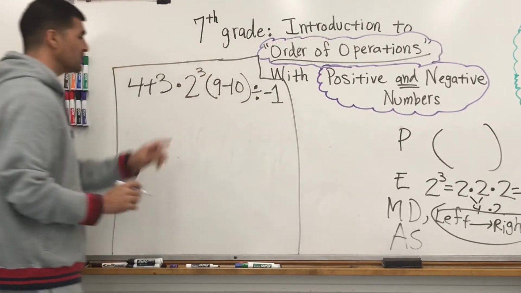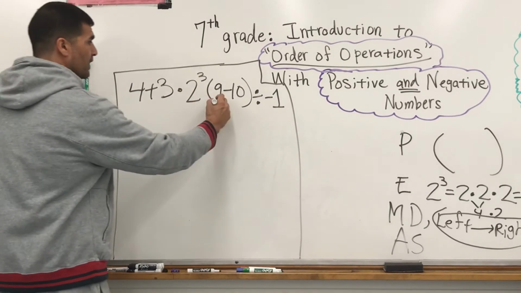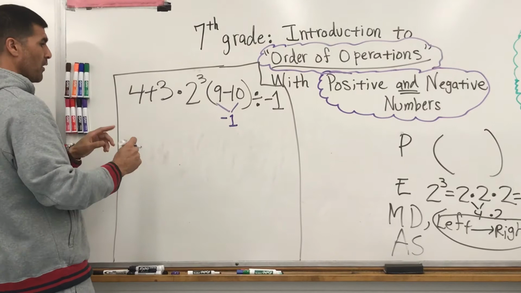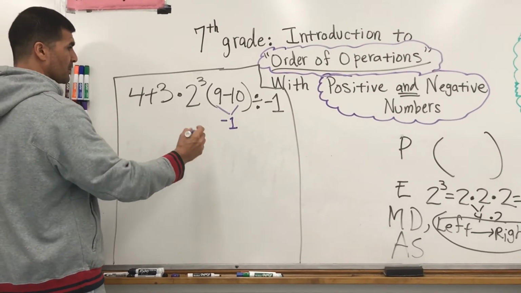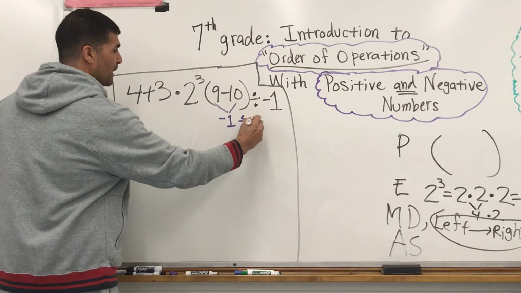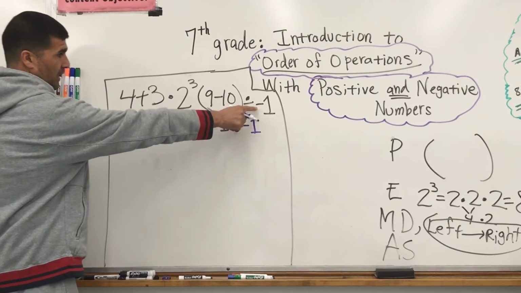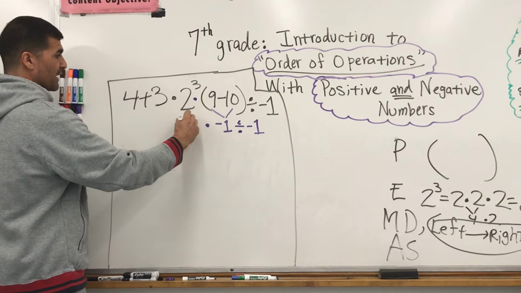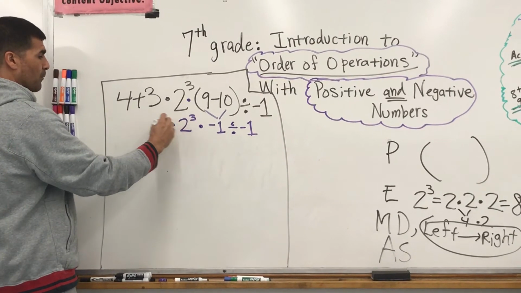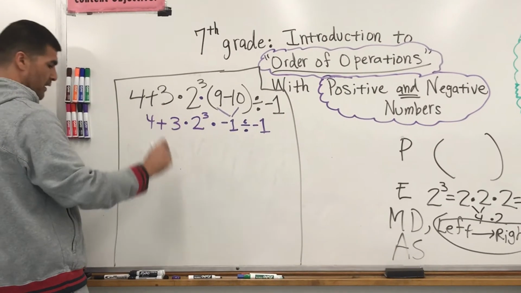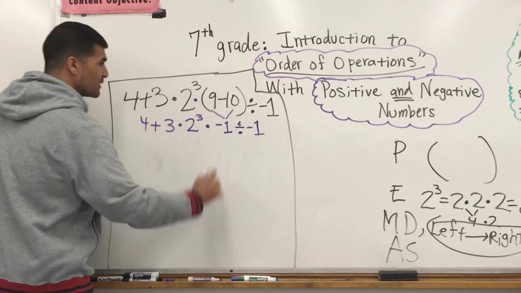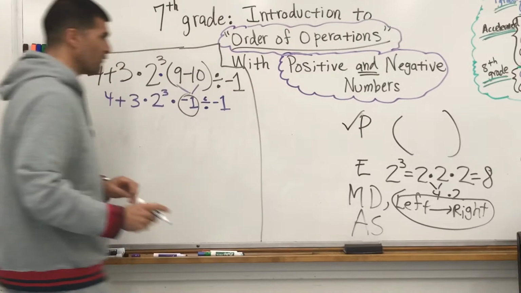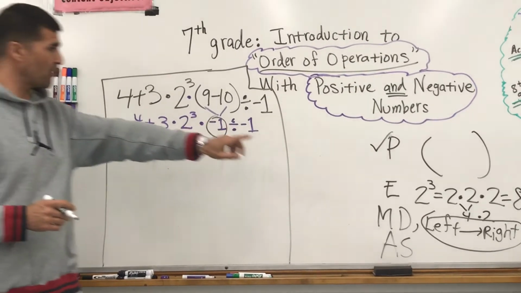The order of operations says I have to start with this inside. This is going to give me -1 right here. Now I still have to divide by -1, and I still need to multiply by 2 to the third power and multiply by 3 plus 4. So the only thing I did was the inside of the parentheses. Well, this is checked off. Let's do the next step on our order of operations.